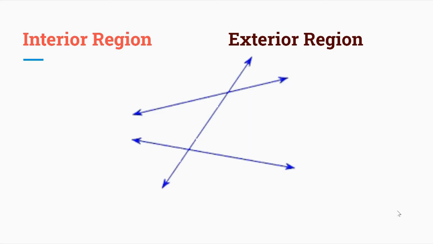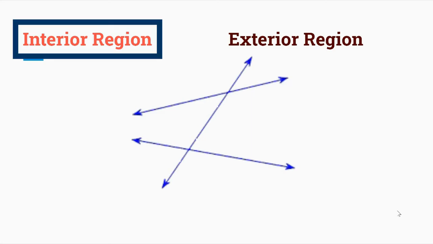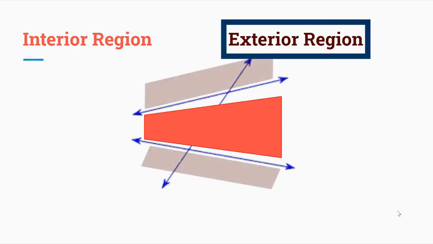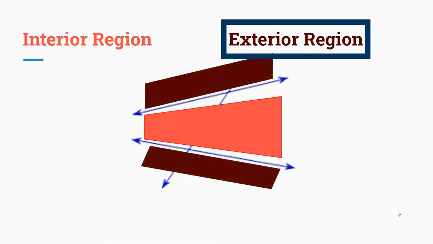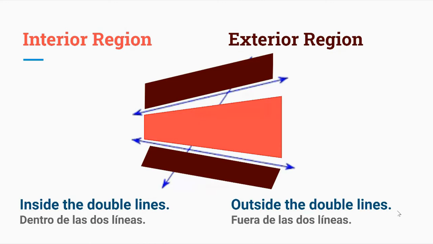So if you look at this example, where would you say the interior region is? Some students have trouble with these terms since the image is not closed. But imagine that you're driving a car. Someone tells you, stay in your lane. A lane is not a closed shape, but you know you're supposed to stay in between or inside the double lanes. Therefore, the exterior region is the outside area of the double lines. I use very simple definitions here. Inside the double lines and outside the double lines. This information should be enough for us.